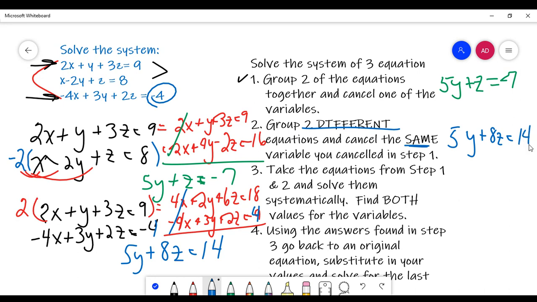Okay, now step 3 is the big one. Step 3 says take the two equations from step 1 and 2 and then solve them systematically. So I'm literally going to solve these equations together, this green and the blue one together. I hope you're not colorblind. All right, so here we go.